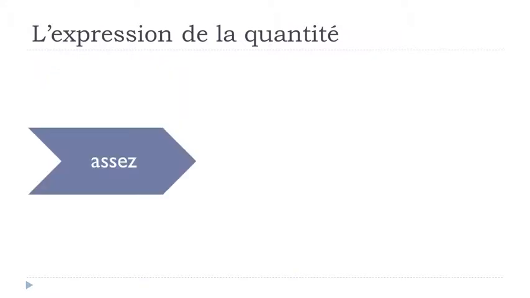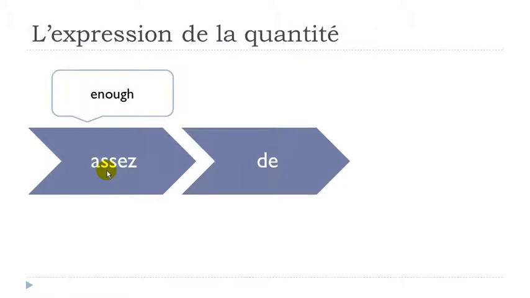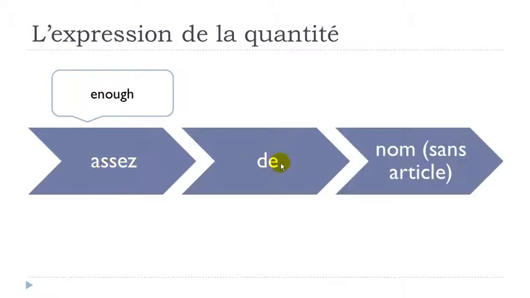Alright, and then assez. Assez means enough, okay? Assez. Remember, two vowels here, A and then E, and then double S, so it's really strong, the S. Assez, assez, okay? Same construction, de, and the noun without the article. Okay, so enough, assez, de, and the noun without the article.